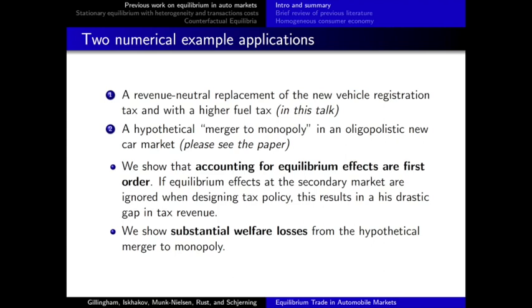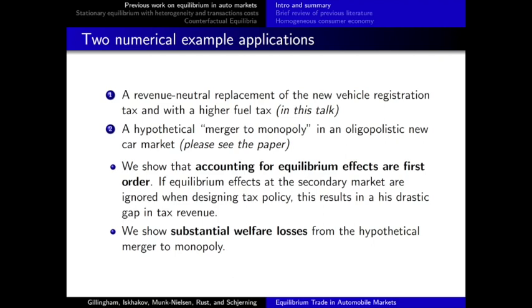With respect to number one, the revenue-neutral replacement of the new vehicle tax, or reduction in the new vehicle tax, we show that accounting for equilibrium effects is really first order. If you're not accounting for equilibrium effects in the secondary market when you design your policy, you're going to make a lot of wrong inferences. So one of the experiments we're doing is asking what happens if we have the registration tax and assume 100% pass-through, so the prices of all cars, also those in the used car market, are reduced by the same factor proportionally. If you do that and assume that's the equilibrium price, and then calculate the equilibrium afterwards, you're going to find that you put a big hole in the government budget, because you'd have half as much tax revenue as you thought, had you designed the optimal fuel tax rate according to the equilibrium model.